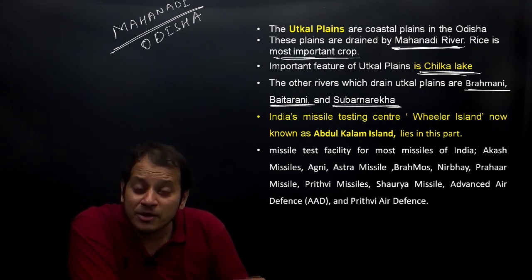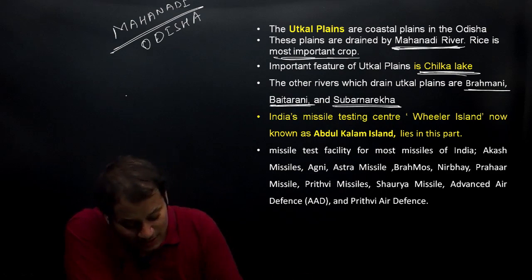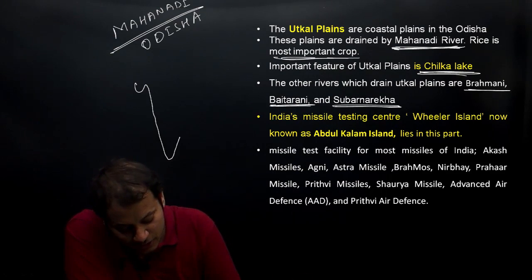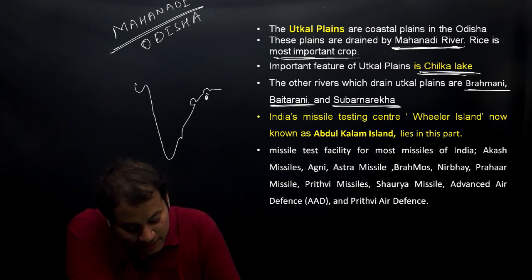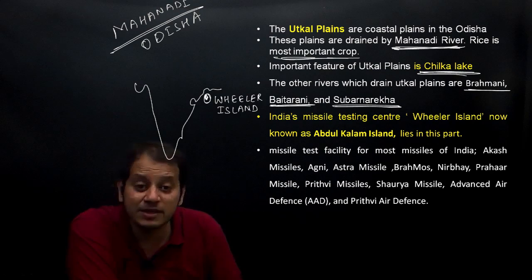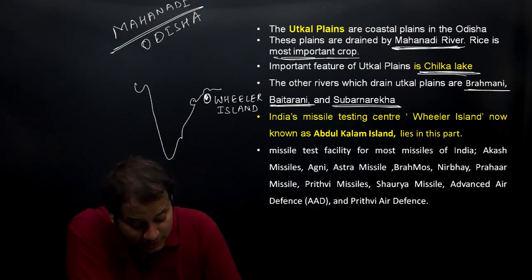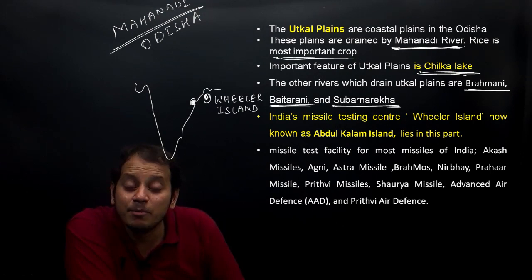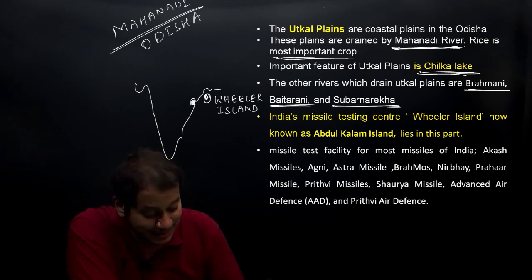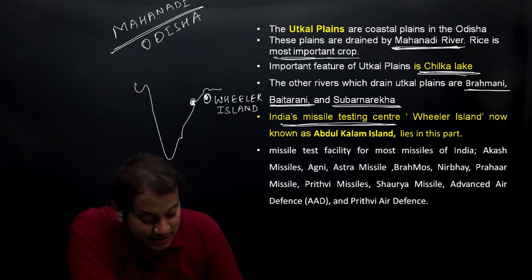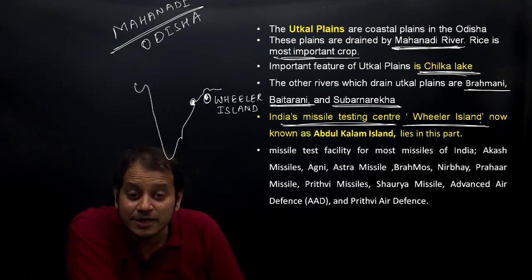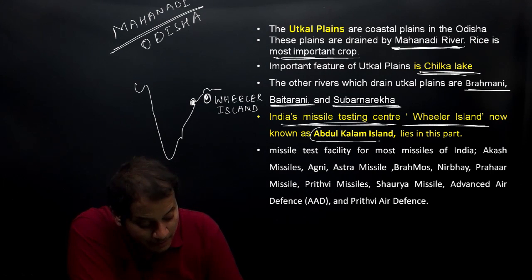Now, opposite these plains near Bhubaneswar in the northern part of the east coastal plain of India, there is Chilka Lake, and in the northern part there is a small island which is known as Wheeler Island. What is the importance of this Wheeler Island? The importance of Wheeler Island lies in that it is India's missile testing center. Now it has recently been renamed as Abdul Kalam Island.